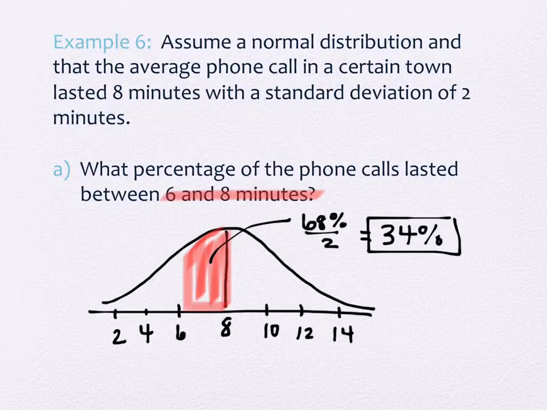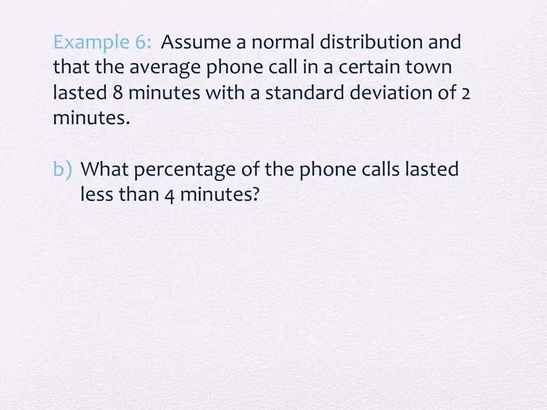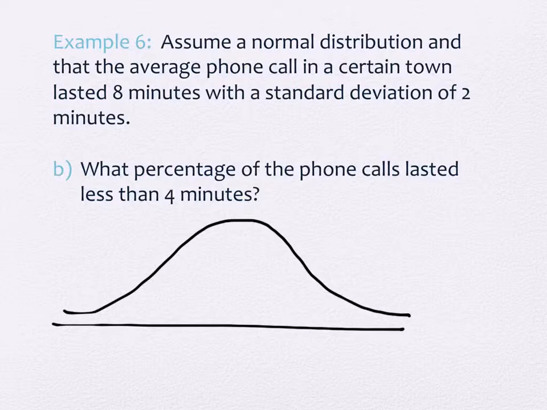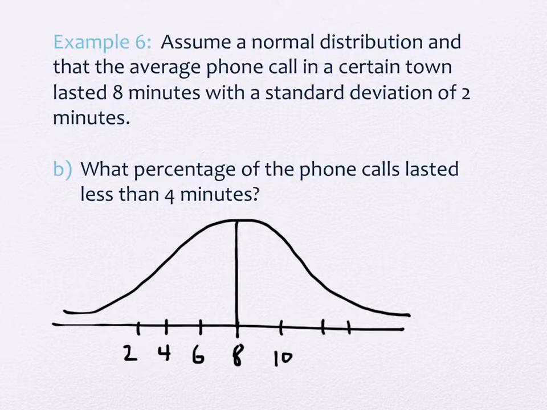All right, so far so good? Okay, let's try another one. Same data at the beginning, but now the question asks, what percentage of the phone calls lasted less than 4 minutes? If you've already got the diagram and you want to keep using the same diagram and shade in a different color, more power to you. I should have used mine before I shaded anything, and then I could copy and paste it. So we have 8 here, 2, 4, 6, and 10, 12, 14. And now I'm going to shade less than 4. So we're over here now, right? Is everybody good with the shading?